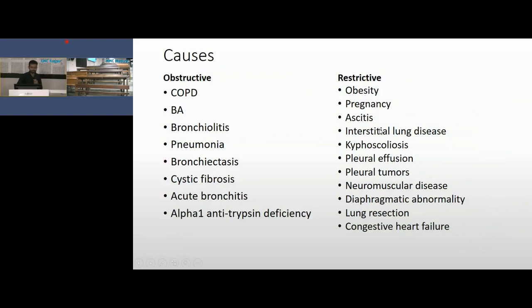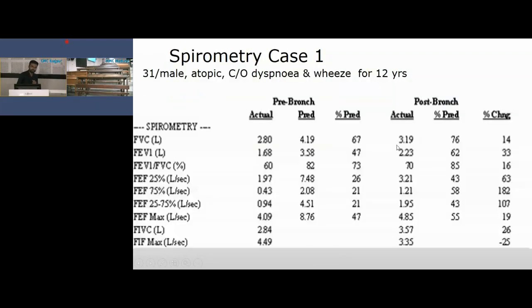Let's discuss the causes of various obstructive and restrictive diseases. Obstructive diseases include COPD, bronchial asthma, bronchiolitis, bronchiectasis, cystic fibrosis, acute bronchitis, and alpha-1 antitrypsin deficiency. Restrictive diseases include obesity, pregnancy, ascites, interstitial lung disease, kyphoscoliosis, pleural effusion, neuromuscular disorders, diaphragmatic abnormality, lung resection, and congestive cardiac failure. Let's discuss a few cases of how to interpret the spirometry.